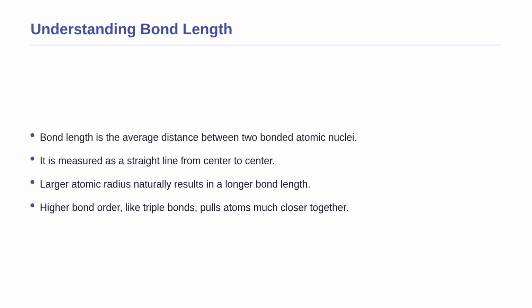Another major factor is bond order. A single bond is like one rubber band, but a triple bond acts like three strong rubber bands, pulling the atoms tightly together and shortening the distance.